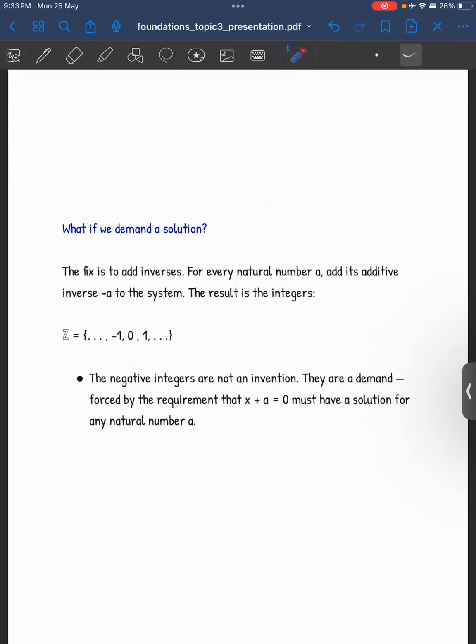We just saw that the equation x plus 1 equals 0 does not have a solution in natural numbers. What if we demand a solution? The fix is to add inverses. For every natural number a, add its additive inverse, minus a, to the system. The result is the set of integers that we all know. What is important to understand is that the negative integers are not an invention, they are a demand, forced by the requirement that the equation x plus a equals 0 must have a solution for any natural number a.